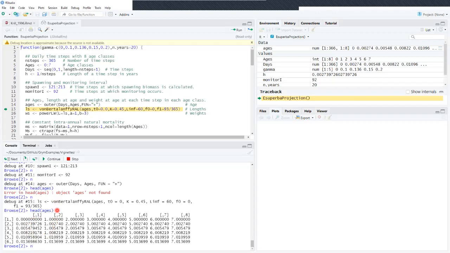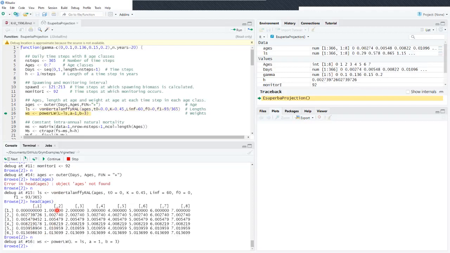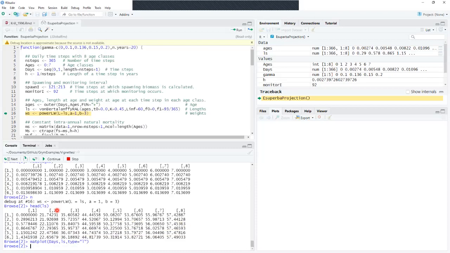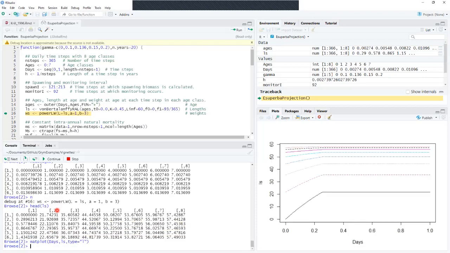If I then evaluate the Ls, these are the lengths. This is a von Bertalanffy model. So I can look at that in the same way. I can say head Ls, and it says, well, here are the sizes that we'd expect to see. Or alternately, I can plot this. If I plot this against the day of year, days is it? Ls, and I'm just going to say type equals l. I get a plot here.